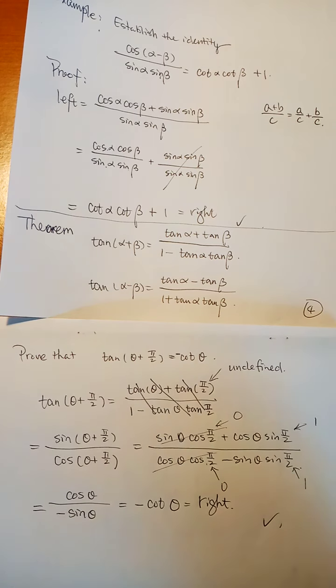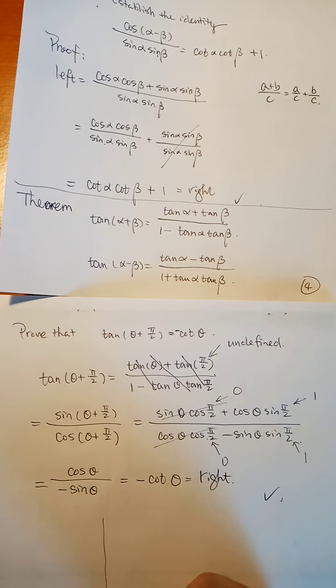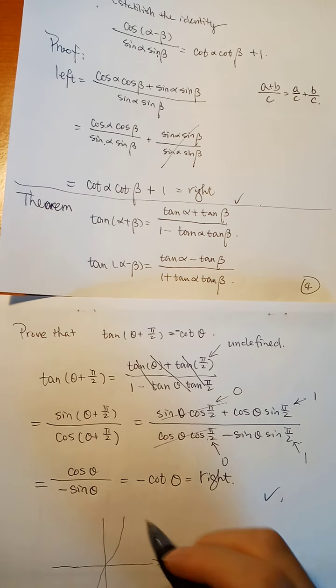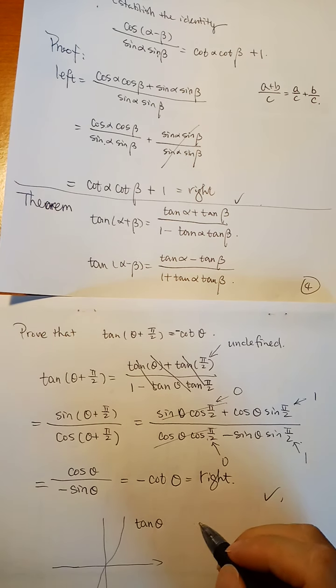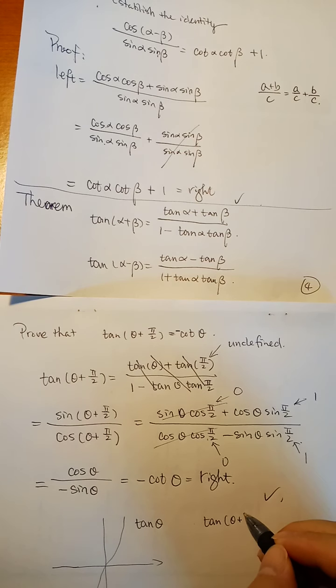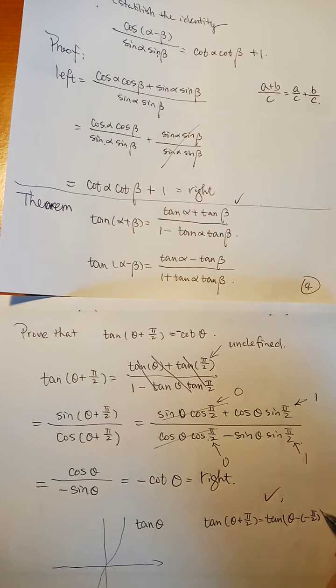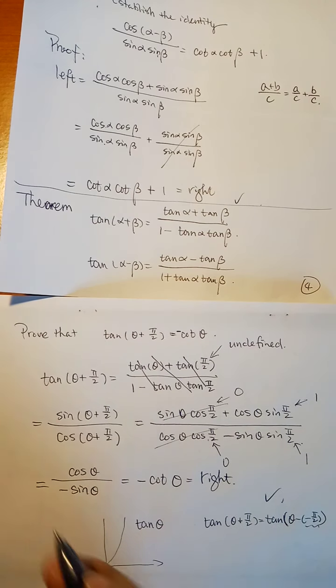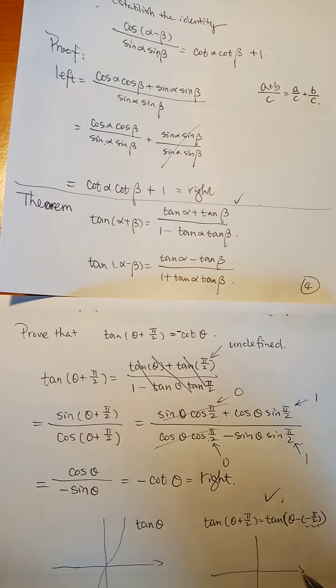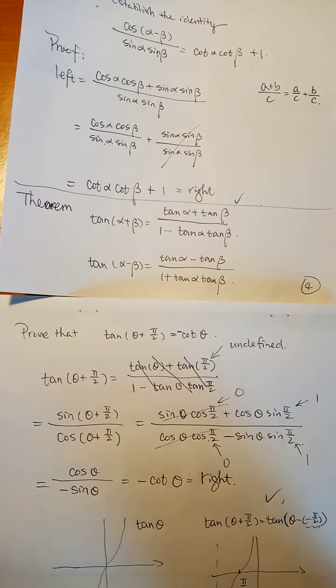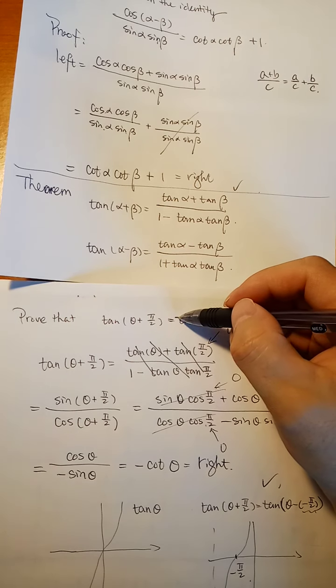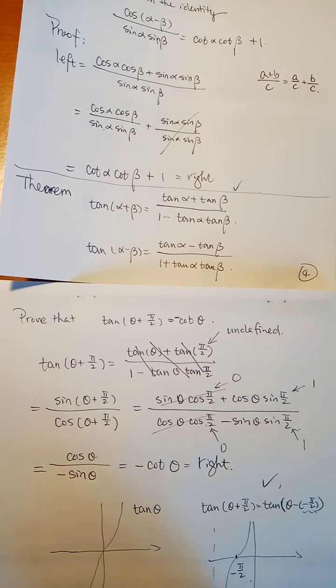Actually, from the graph you can also see it. Remember the graph of tangent, like this. Tangent of theta plus pi over 2 is tangent of theta minus negative pi over 2. Minus negative pi over 2 means you shift it to the left by pi over 2 units. And you can put this negative sign here.